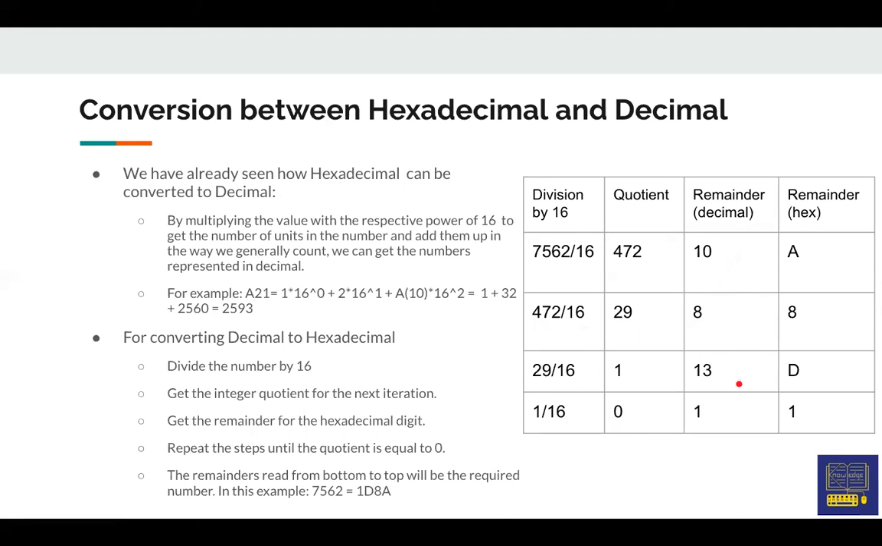So the idea is that whenever your remainder is more than 9, you convert it to its hexadecimal value. So 10 becomes A, 8 stays 8, 13 becomes D, 1 stays 1. And then you read it from bottom to top. So 7562 becomes 1D8A. Over here you can see that. Hopefully you get the idea of how to convert from decimal to hexadecimal.